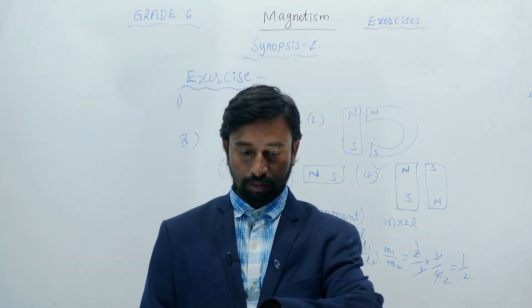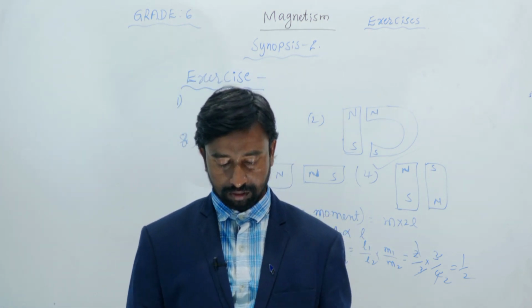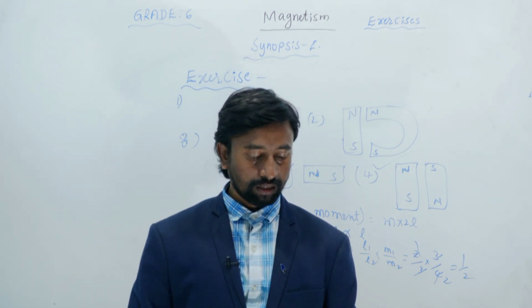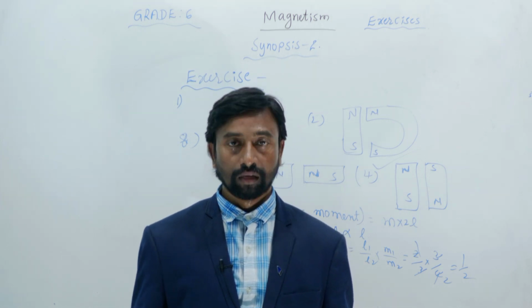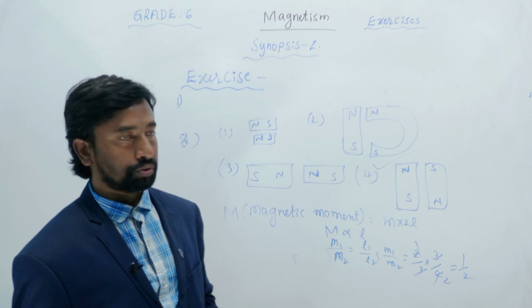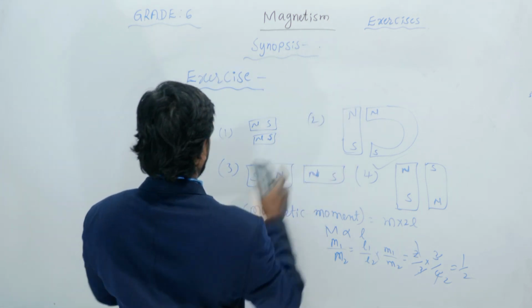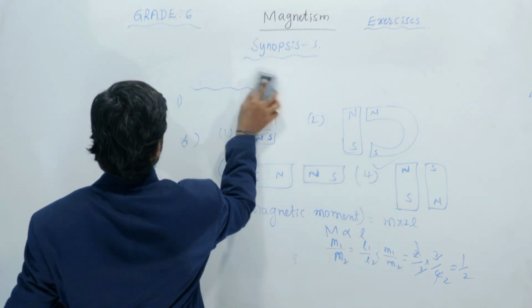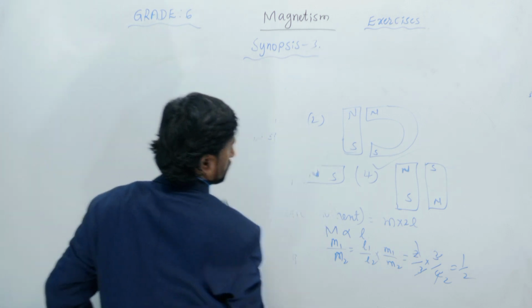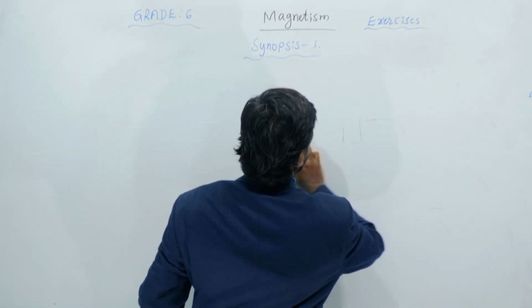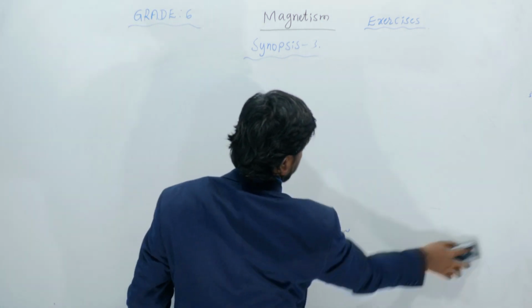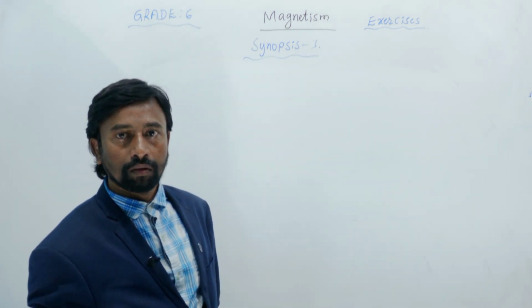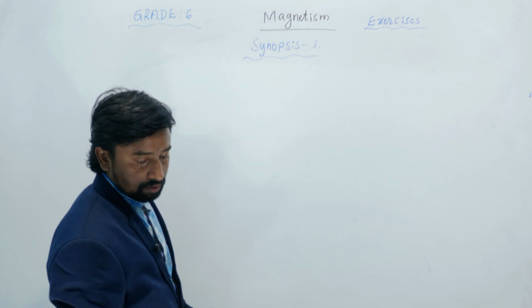And now we will see synopsis 3, the last synopsis. Synopsis 3 explains the methods of magnetization and demagnetization. So here we will now see concept based questions. First we will see the concept based questions and then we will go for the exercise problems.